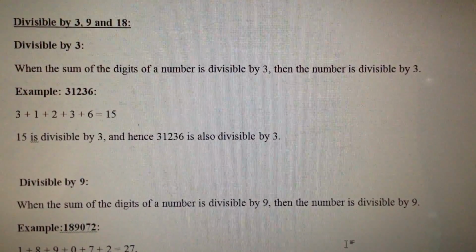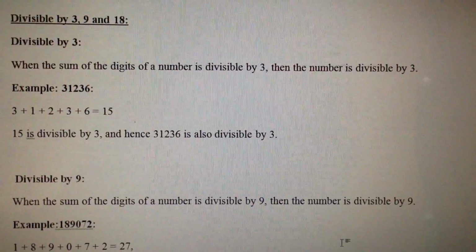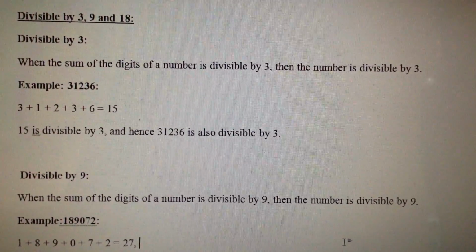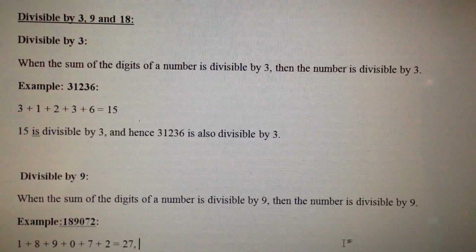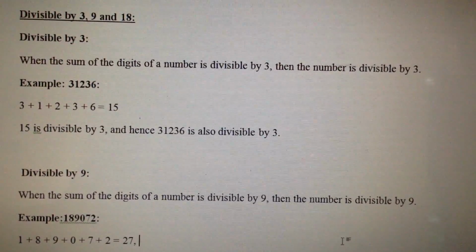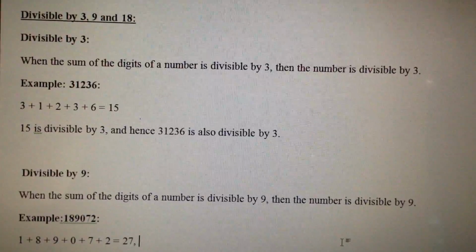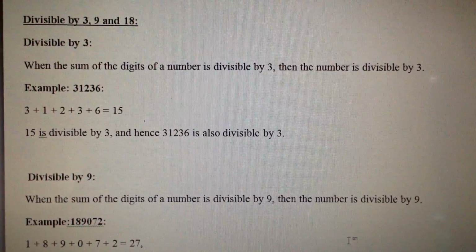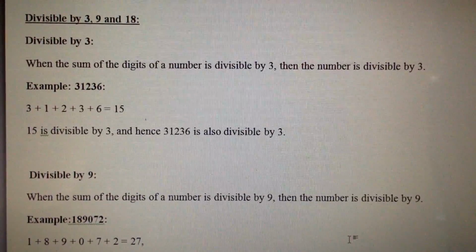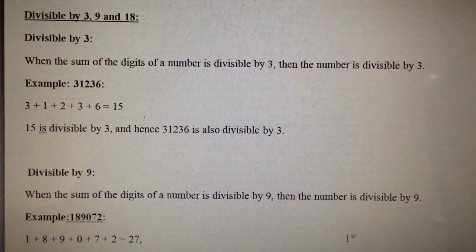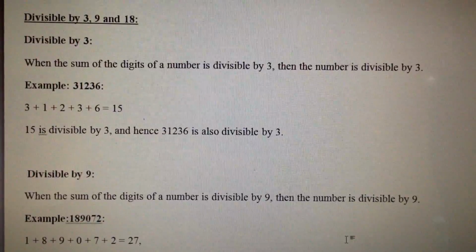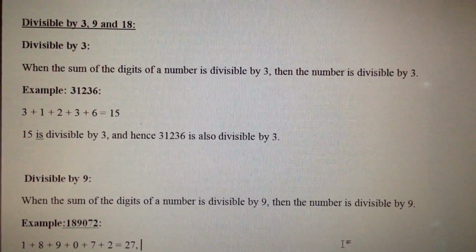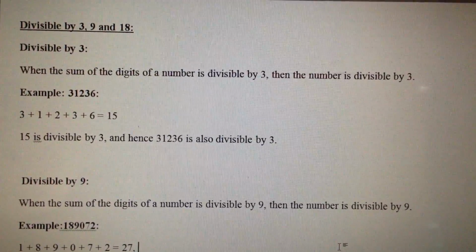Divisible by 3, 9 and 18. The idea of putting these three together is that the divisibility rule is more or less the same for these three numbers. So if I put these three rules together, it is easy to remember for you people. Okay, now let us see the divisibility rule by 3. When the sum of the digits of a number is divisible by 3, then the number is divisible by 3.